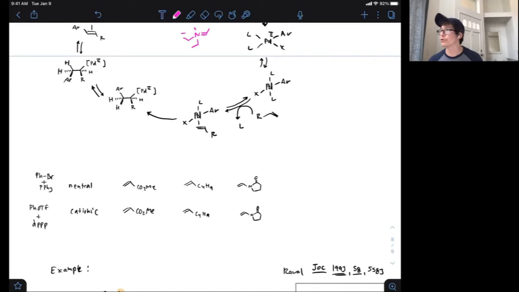oxidation, classical Mizoroki-Heck, oxidative Heck, these different processes, and also makes a point about how to think about whether you're in a neutral or cationic pathway. So some of the signaling elements for the neutral pathway are when you're using, let's say, aryl bromides, aryl iodides, and monodentate phosphine ligands.